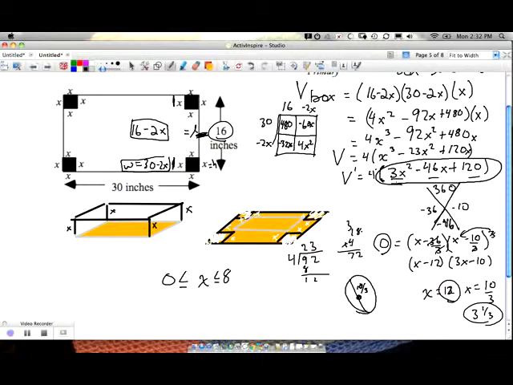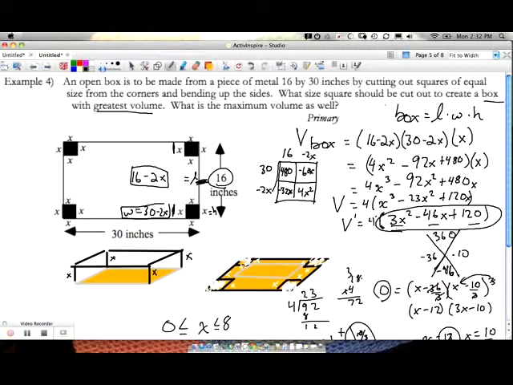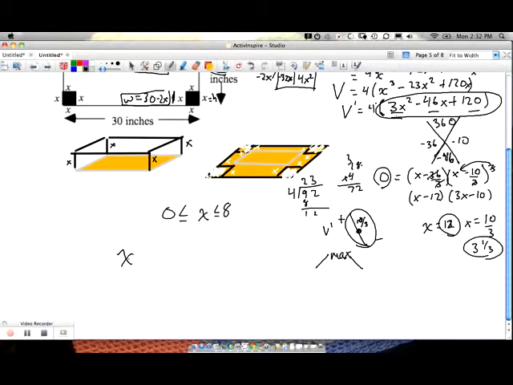So right here, this is going to be a maximum value, which also makes sense because the derivative V prime here is positive, then negative. That means it's going up, then down, which means we're going to hit a max. So what's the question asking? What size squares? That's not too hard. X equals 12. That's our first question.